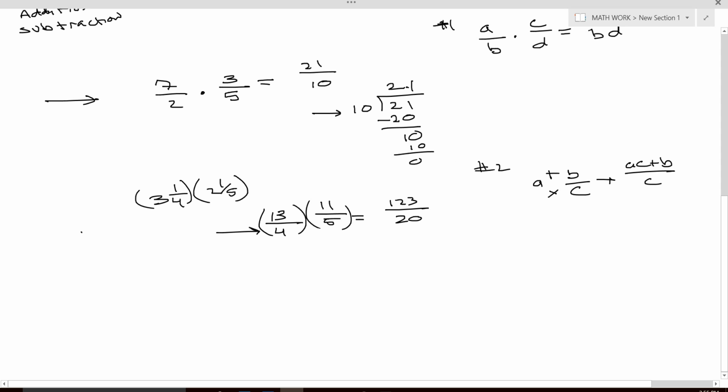Let me see. 13 times 11, just to make sure. That's going to be 1, 3, and then we're going to have this guy right here. So it's going to be 3 and 1, 3, that's going to be 4, 143. What did I do wrong? Oh, I'm sorry. It's going to be, yeah. My apologies.